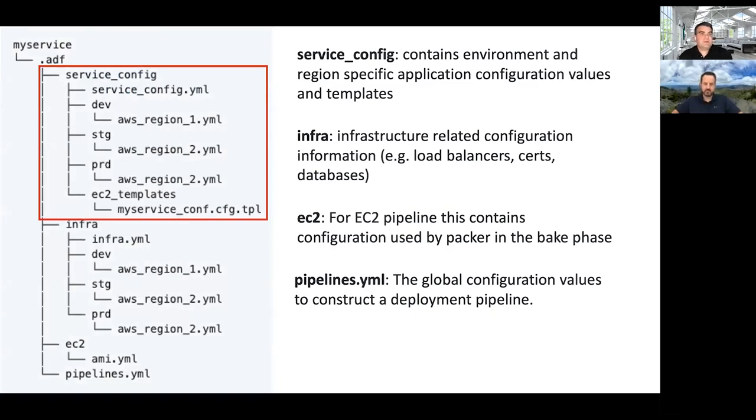So the first part is service configuration. This is where you declare your environment-specific service configuration. These are values that are used to hydrate a template that is then loaded by your application at runtime.